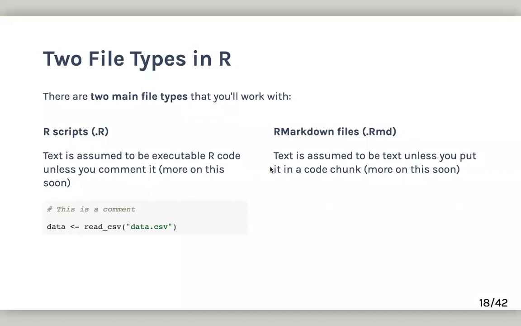In RMarkdown, it's actually the other way around from the .R scripts. In .Rmd scripts, it assumes everything is text unless it's wrapped in a chunk. And that's where it's going to come back. I'm going to show you what code chunks are, because all the exercises that we have for today are in RMD files. So I'm going to show you how to work with those and how you can create your own RMarkdown.